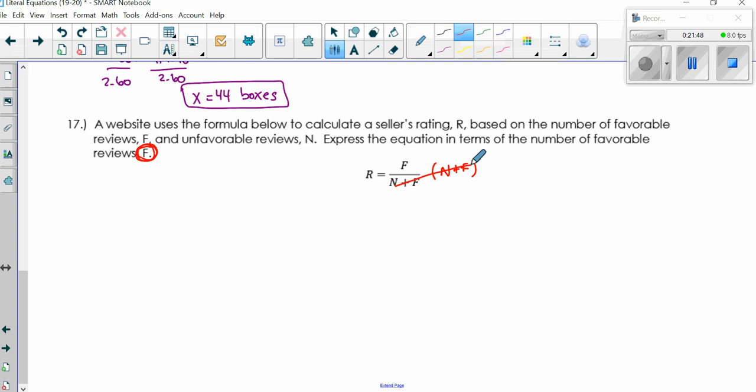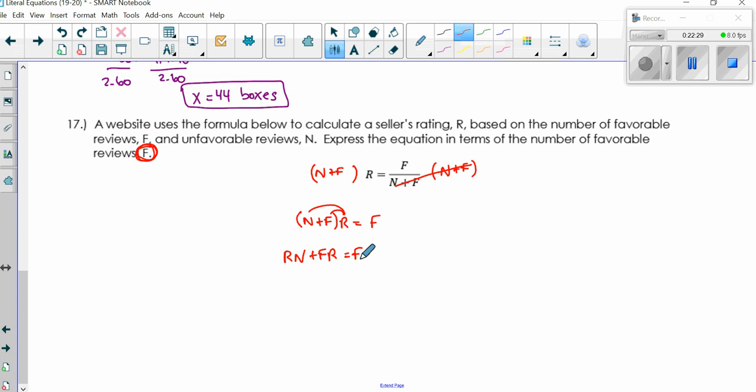On this side, that's going to cancel these. On this side, I'm going to also multiply by N plus F. That's going to leave me with N plus F times R equals F. At this point I still have F in two different places. I actually want to distribute, which is similar to what we did on the first side. So if I distribute the R, that's going to give me R times N plus F times R equals F.